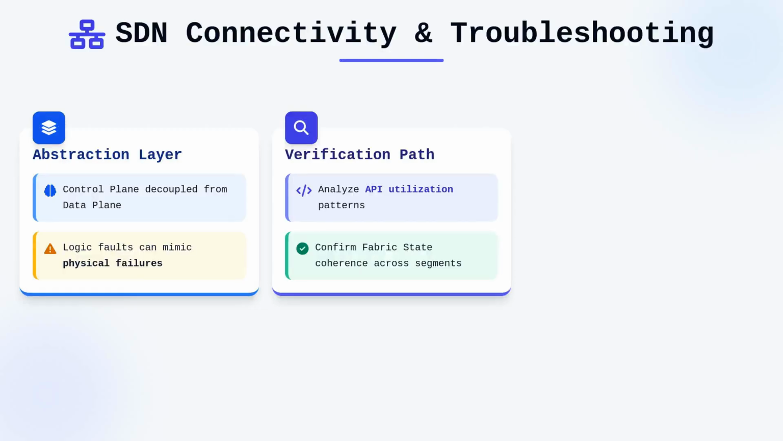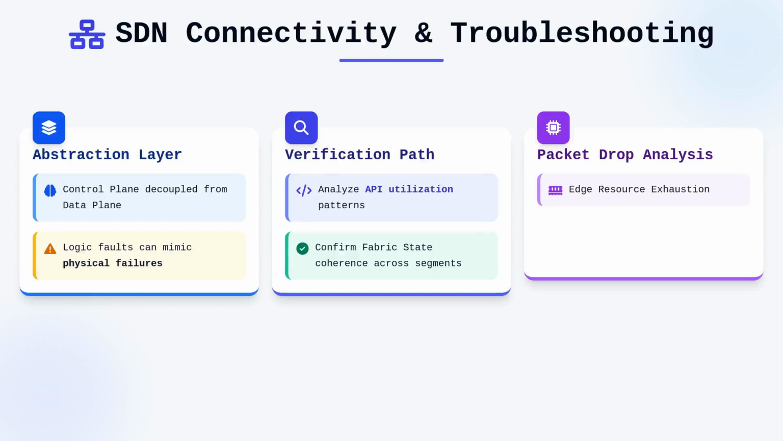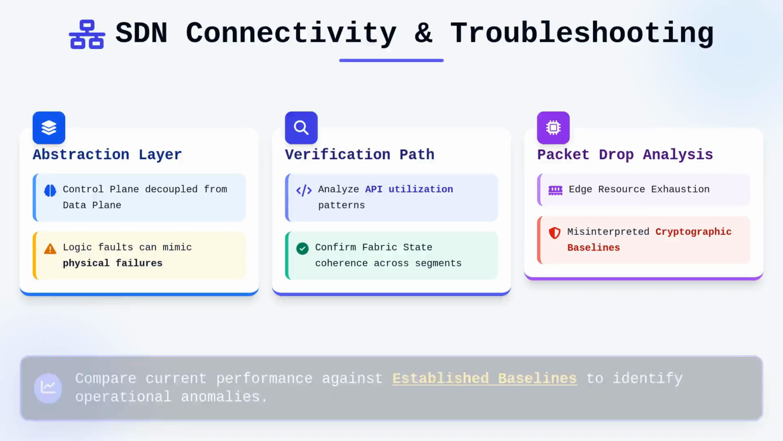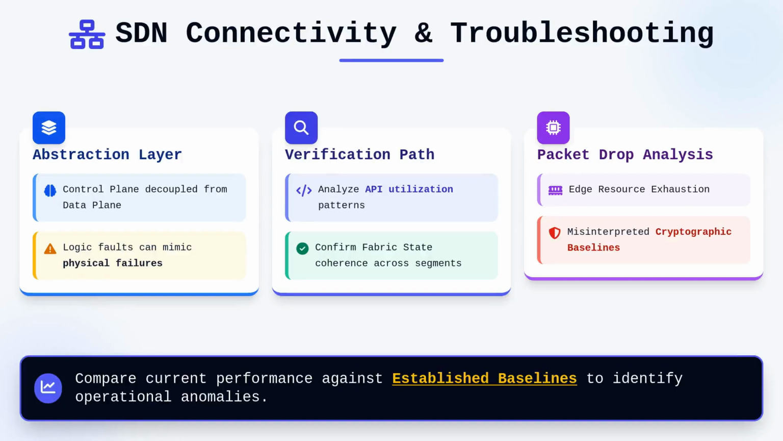If your telemetry indicates an increase in packet drops, you first need to determine if this is a result of resource exhaustion at the edge, or if the policy enforcement points are incorrectly filtering legitimate traffic due to a misinterpreted cryptographic baseline. By consistently comparing current performance against established baselines, you can quickly identify anomalies that deviate from the expected operational profile of your enterprise infrastructure.